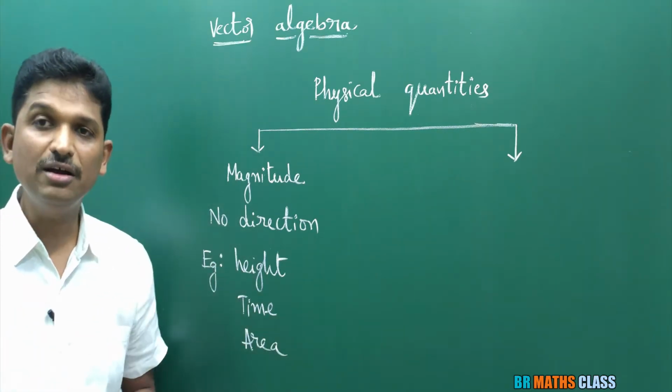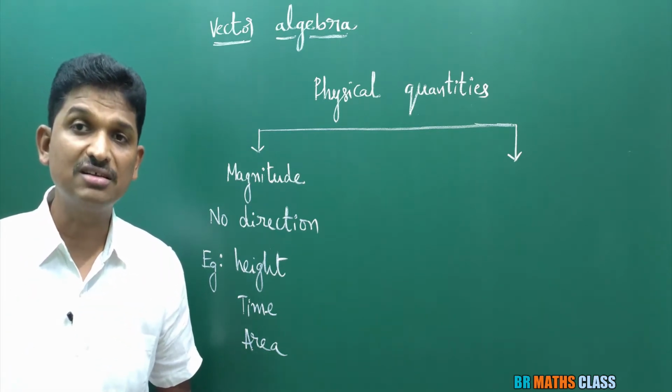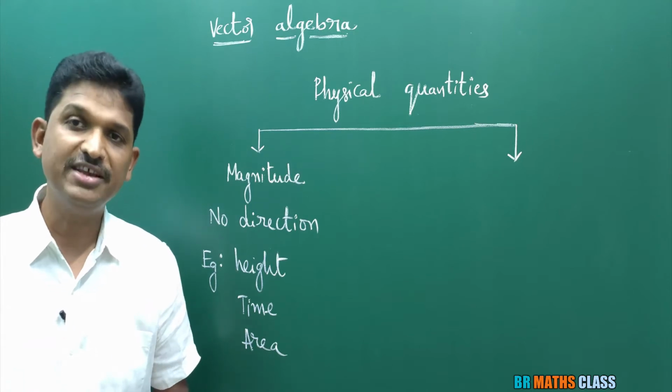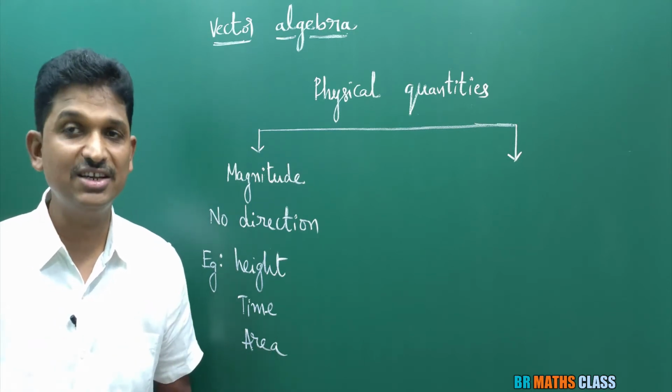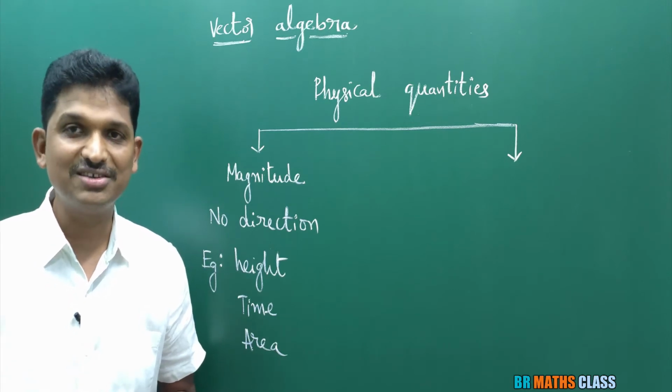Area. Area is a physical quantity which is having only magnitude but no direction. If someone asks how much land you have, you will say 1 acre, 2 acres, 3 acres, like that. You won't say in what direction your area is. I hope you are understanding.